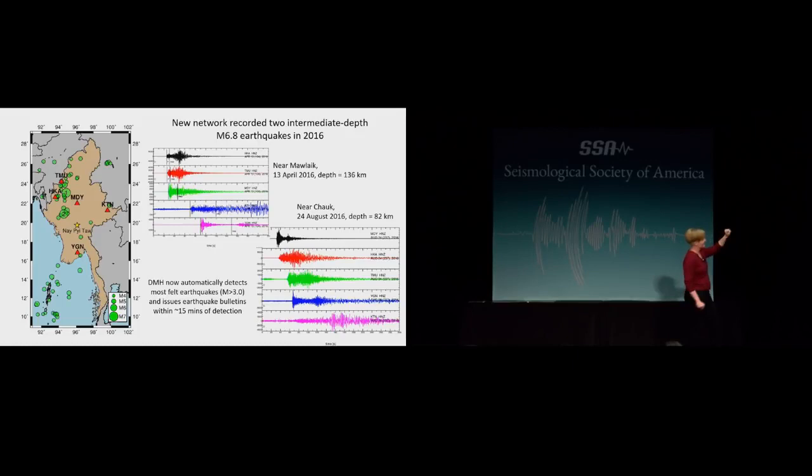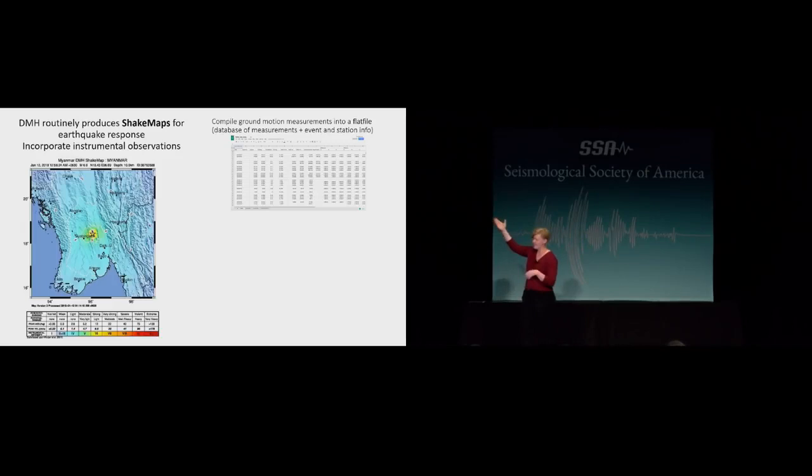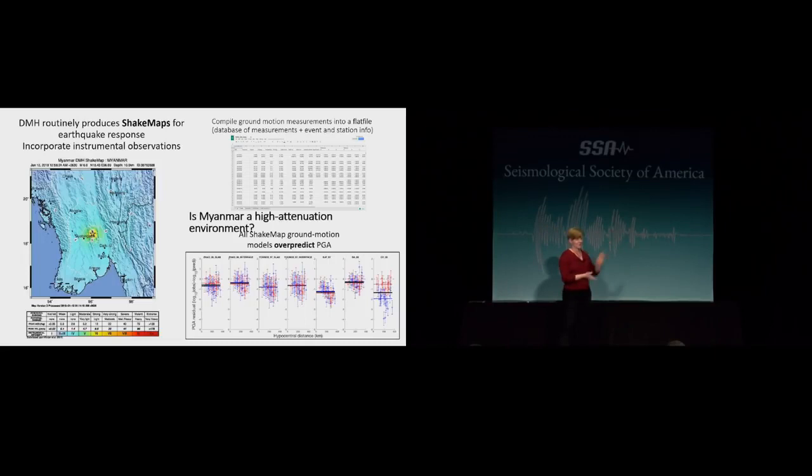network. DMH is starting to produce shake maps for earthquake response. We're incorporating the instrumental observations, compiling them into a flat file, and starting to make interesting observations like it looks like Myanmar could be a really high attenuation environment.